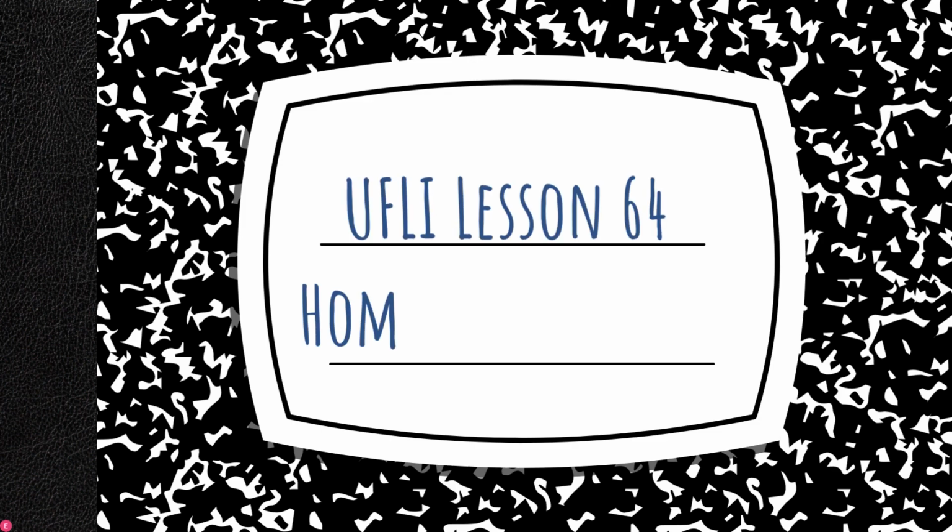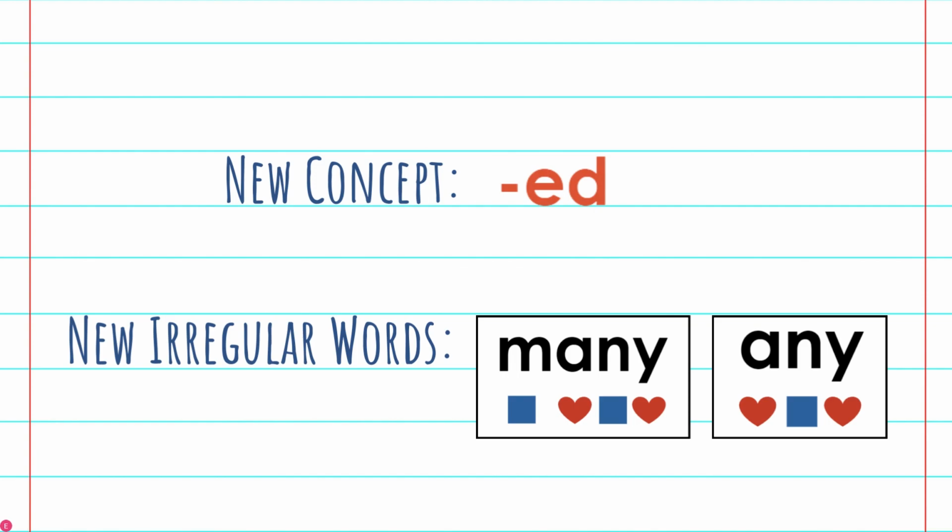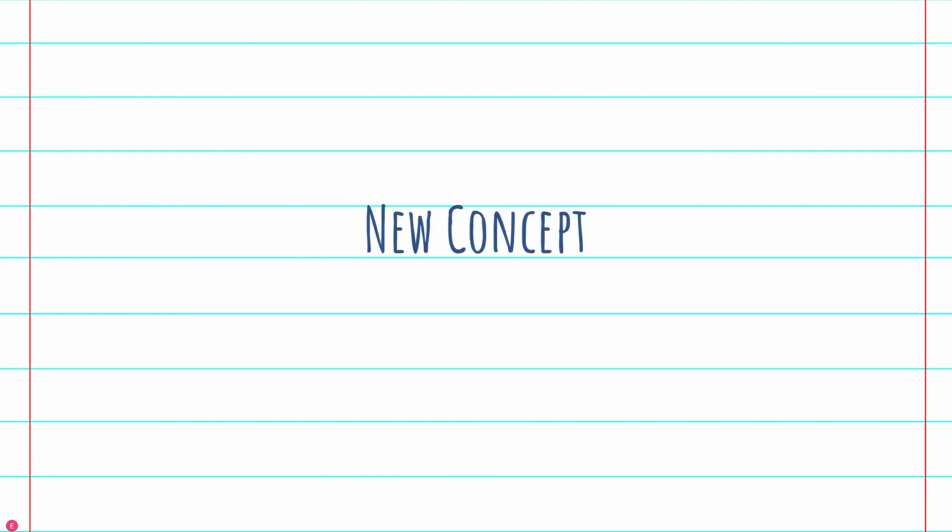Here is some of what your child was taught in UFLI Foundations Lesson 64. They learned to read and spell words with the ed ending, and they learned two new irregular words, many and any. Here's how your child was introduced to the new concept.